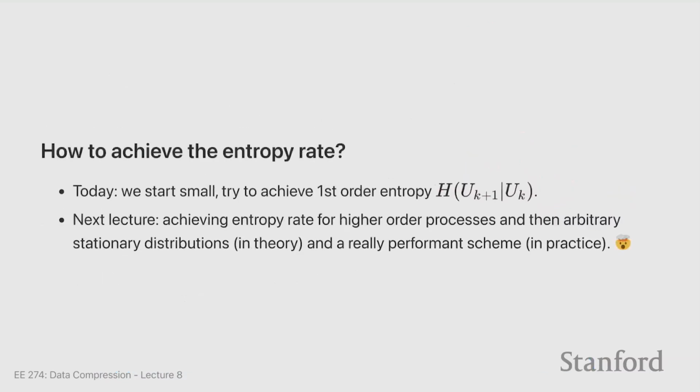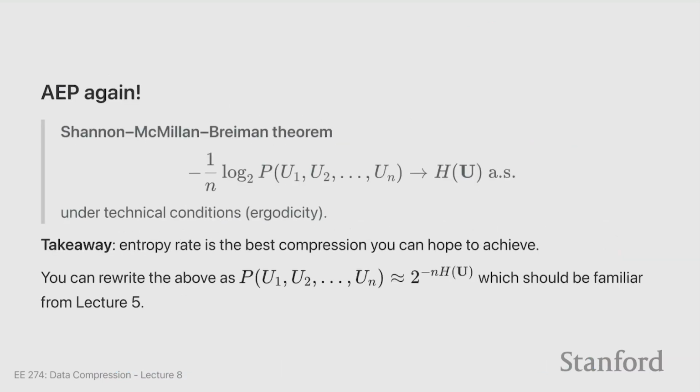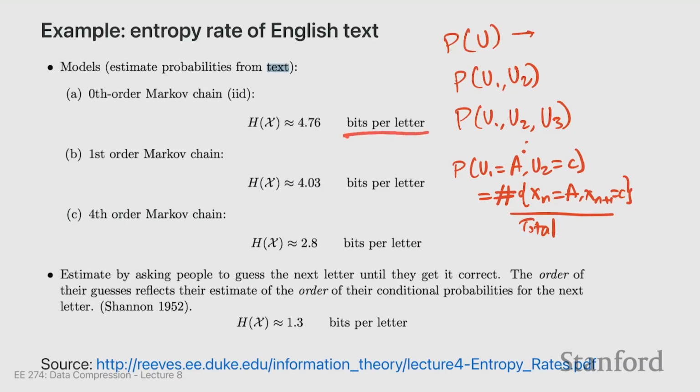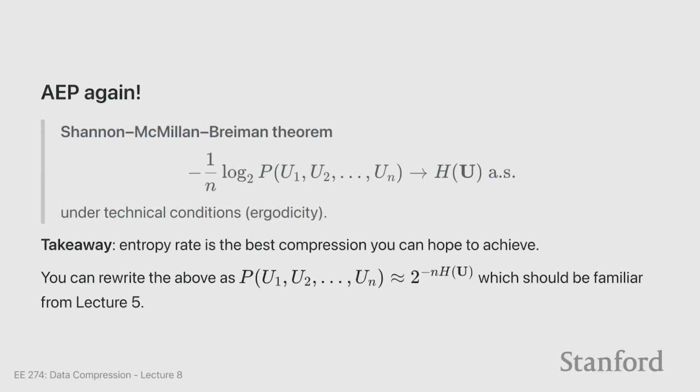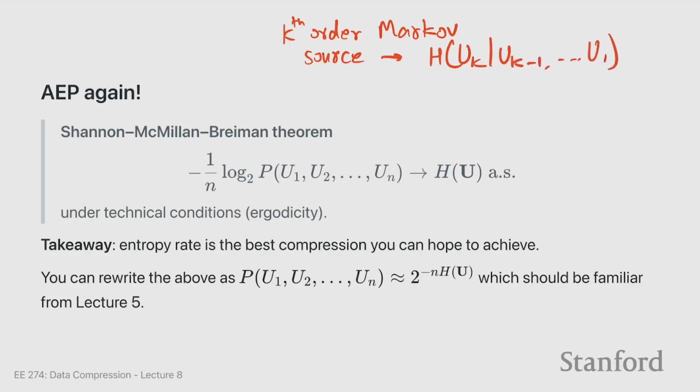Anyway, okay. So last slide for today. In the previous one you saw we said bits per letter, and I've been using compression analogies all the time. Basically, for a kth order Markov source, the best compression you can do is H(Uk given Uk-1 ... U1). And in general, for a stationary source, entropy rate is the best compression you can hope to achieve.